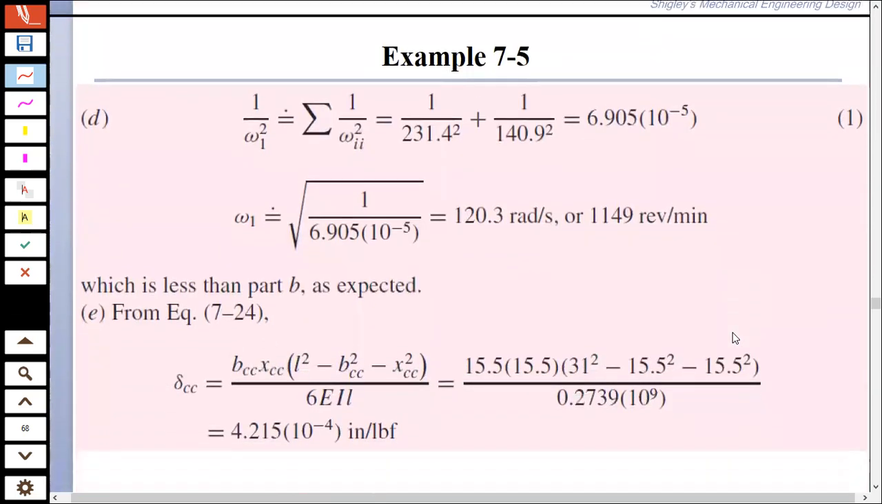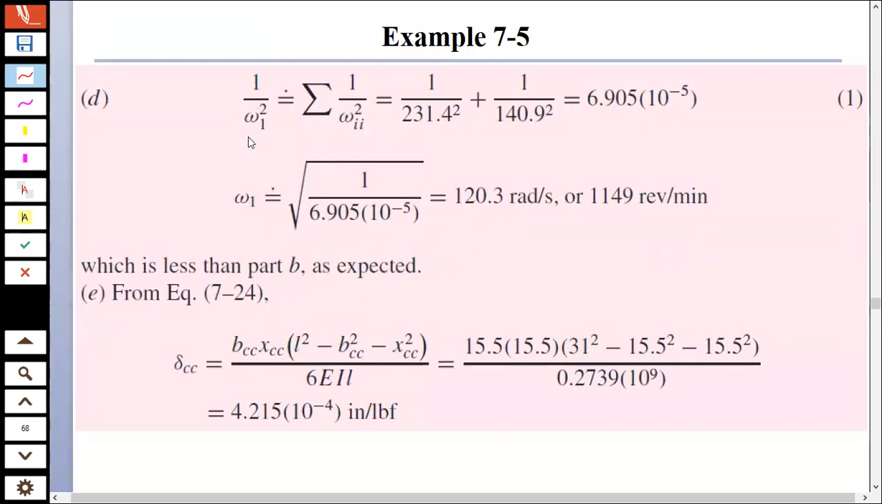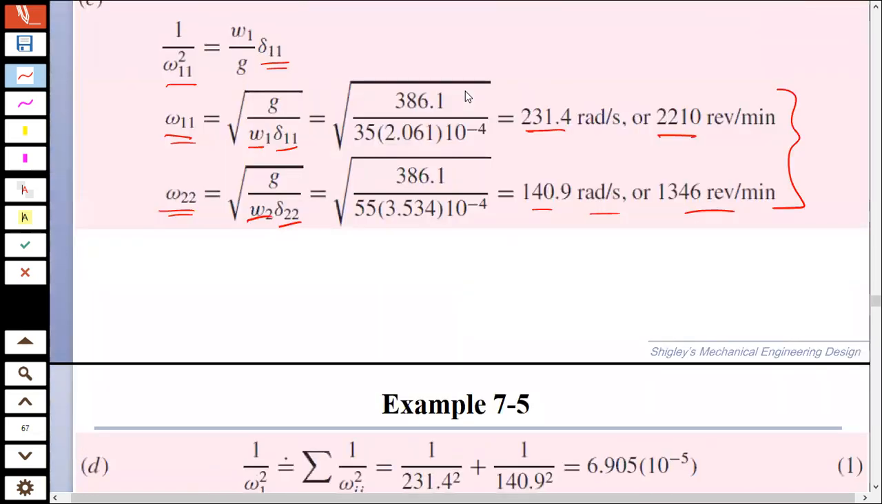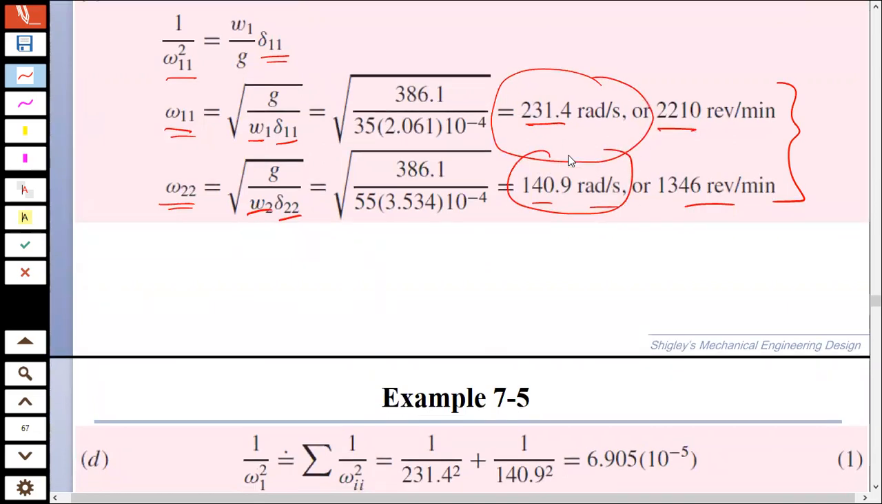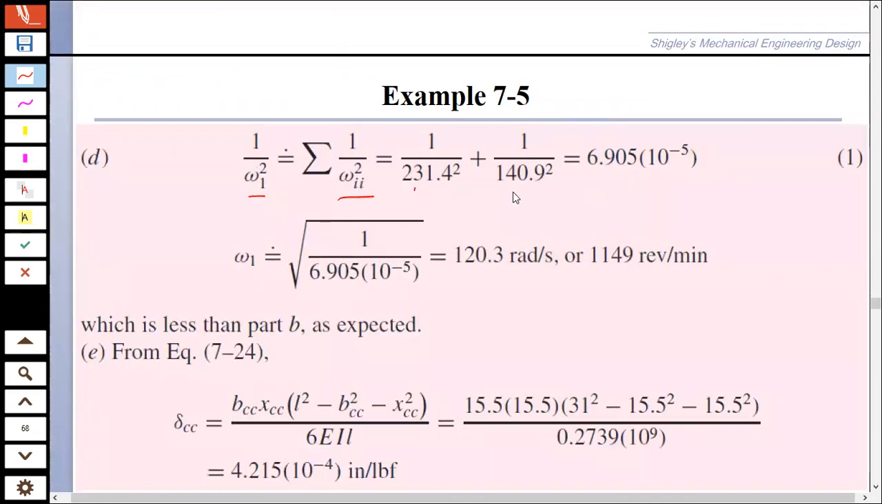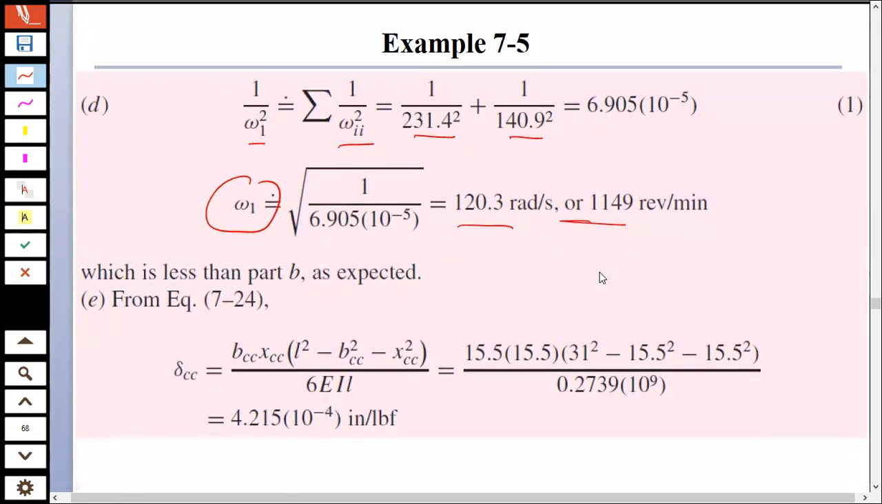Now, you can go ahead and find out your 1 over omega 1 square, which will be the sum of 1 over omega I square. Now, putting the values from the above equations, the values you found out for omega 11 and omega 22, just put those values, 1 over omega 11 plus 1 over omega 22. You will find your omega 1 from here. Okay. Now, which is less than part B as expected.